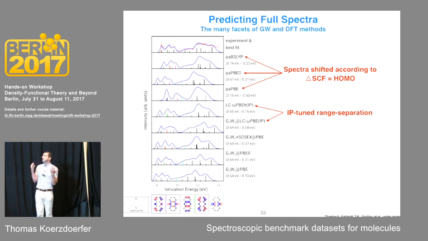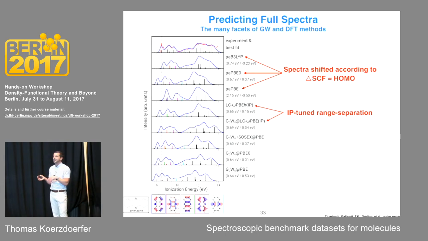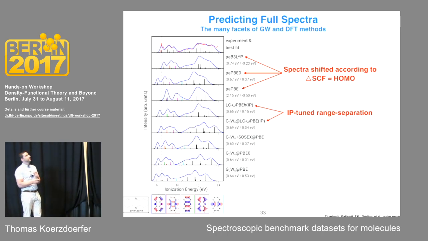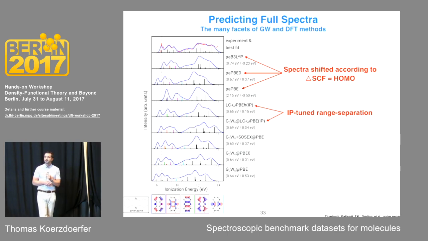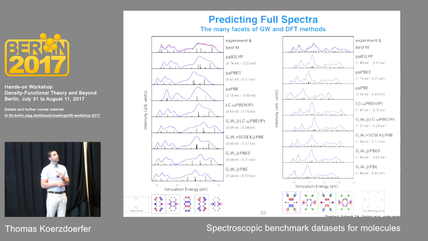And basically what you see is that it's a mess, okay? You can't really say this method works nicely and this method doesn't. And that's why I say it's a completely new level. So basically, if you do a PBE0 calculation, you get pretty much the same errors as if you do a GW on top of a long-range corrected hybrid. And this is the same for pretty much all molecules that we tested. So predicting full spectra is really a big challenge.